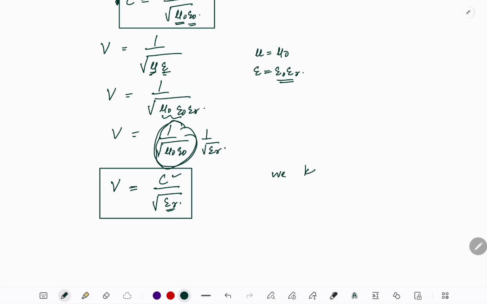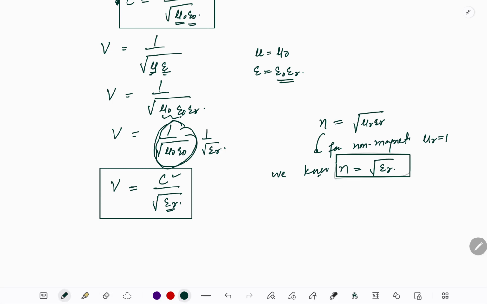Okay, and we know that refractive index is given by root of epsilon r. Actually, refractive index is given by root of mu r epsilon r, but for non-magnetic, since mu r is equal to 1, eta, or I should call it the refractive index, is this part. So I can write this equation as V equals C divided by refractive index.